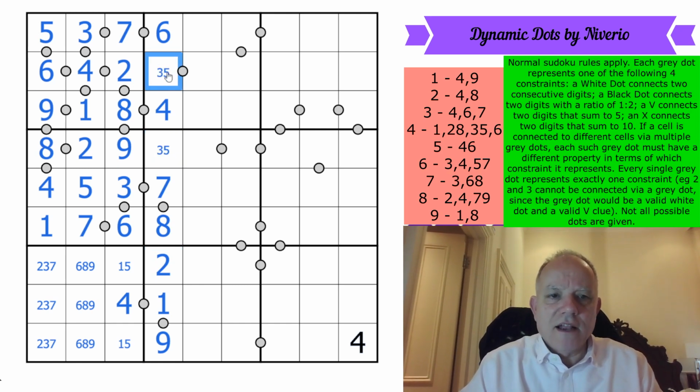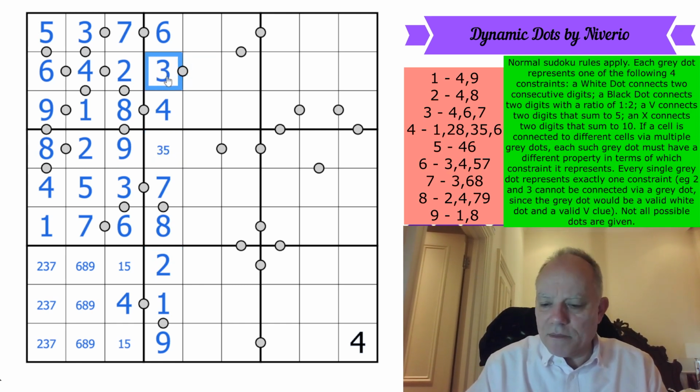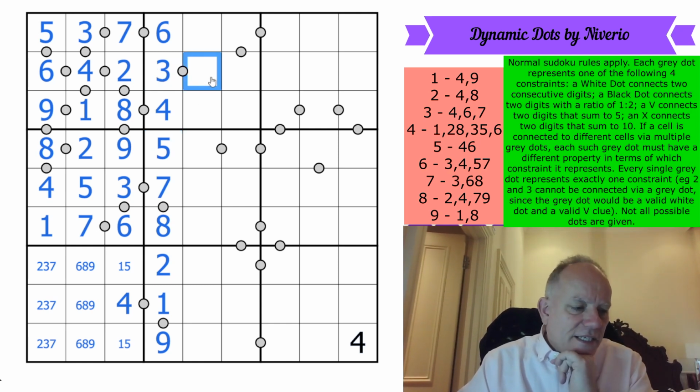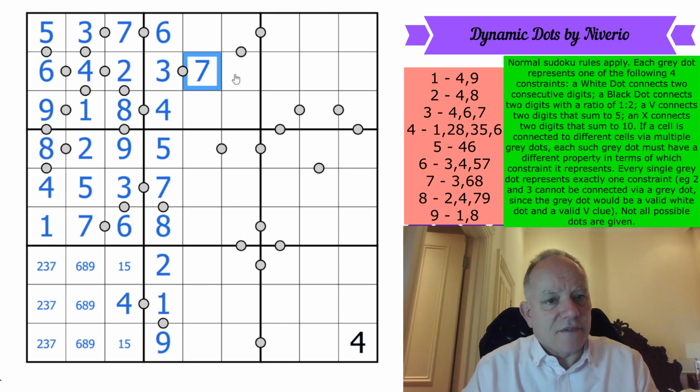Right, these two can't be 2s, so the 2 in the column is there, and that's a 3, 5 pair. There's no way this can be a 5 because that would have to be 4 or 6, so we've done column 4. 3 is connected to 4, 6, or 7. Oh, this is so weird.